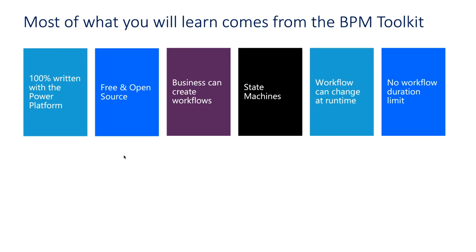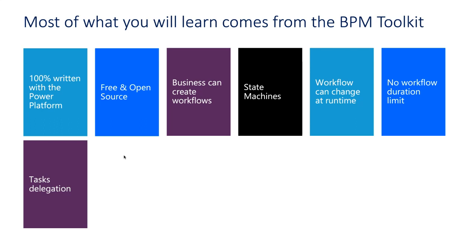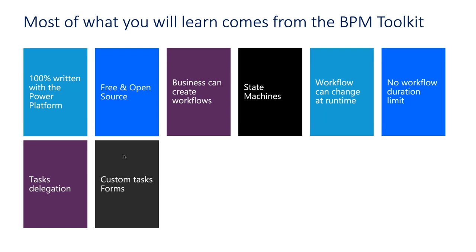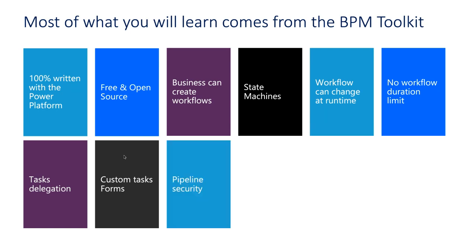Even though it's built on top of Power Automate, there is task delegation, so people can delegate their task to someone else, which could be annoying. For instance, if you get tasks in a complex approval pipeline, and you are sick or not available, the whole business process is stuck. So with the BPM Toolkit, you can delegate your task to someone else. You can have custom task forms. There is a whole pipeline security in the BPM Toolkit. So when you have a pipeline of people who need to review, approve or reject, only the people in the pipeline, and of course people who submit the case, can see or interact with the data, if you want, of course.